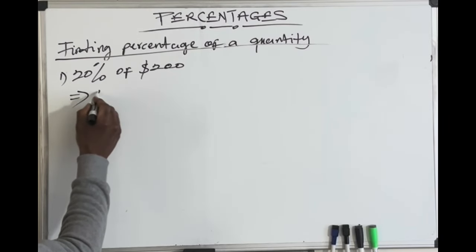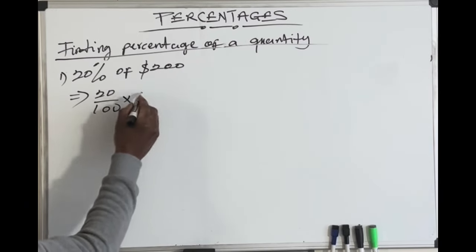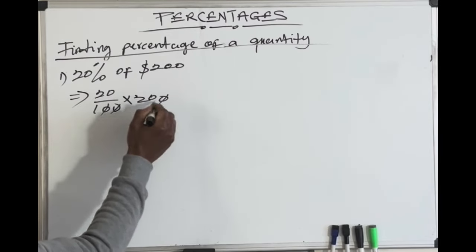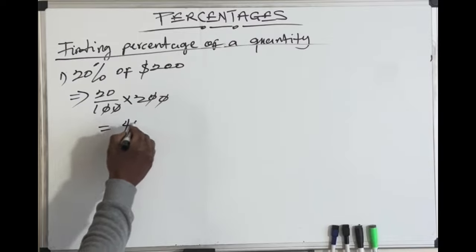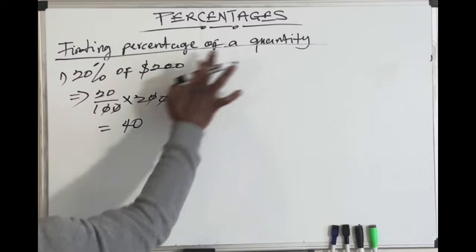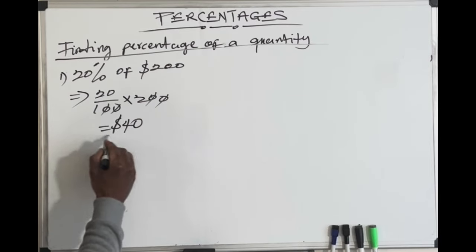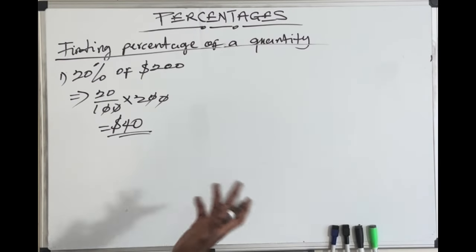You just write this 20% as 20 over 100. Of means times 200. Okay, these two zeros will cancel. Now we have 40. What quantity was it in? Dollars. Bring it here, the dollar sign. So $40. Okay, easy stuff. So let's do another example.